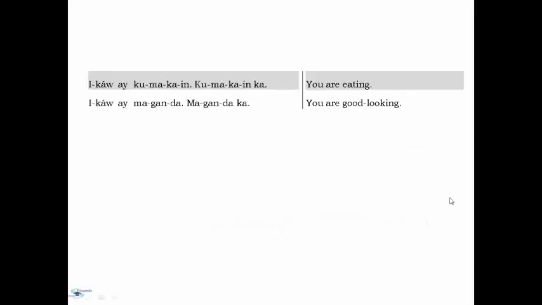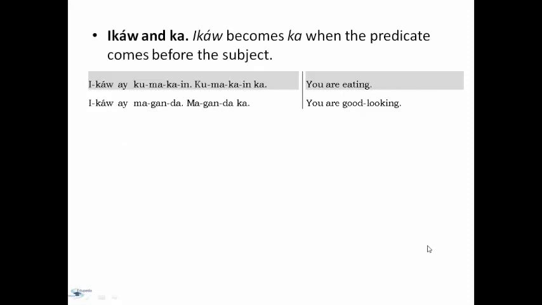Ikaw ay kumakain, kumakain ka. You are eating. Ikaw ay maganda, maganda ka. You are good looking. Ikaw and ka: ikaw becomes ka when the predicate comes before the subject.